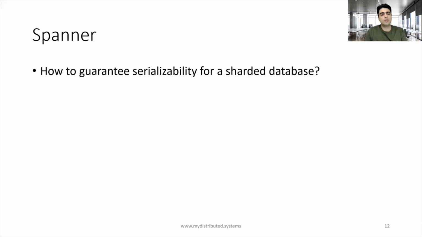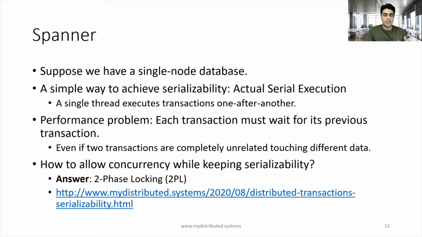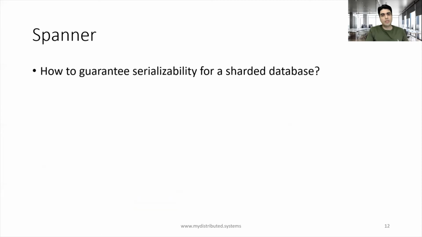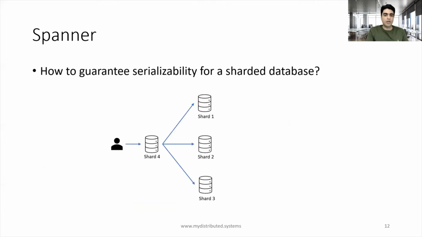So now this is the question. This was for a single node database, but what about a distributed database? How to guarantee serializability for a sharded database? Can't we just send the transaction to all shards that have part of the data that the transaction is touching and run two-phase locking on each of them? Unfortunately, we cannot do that.